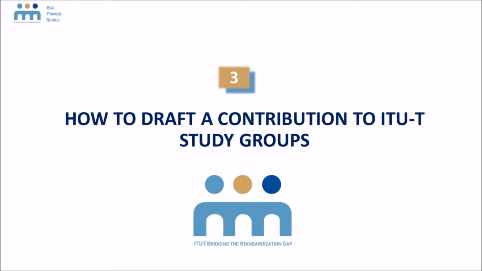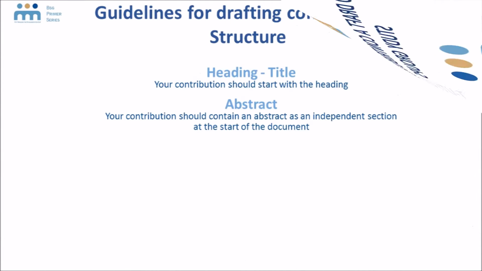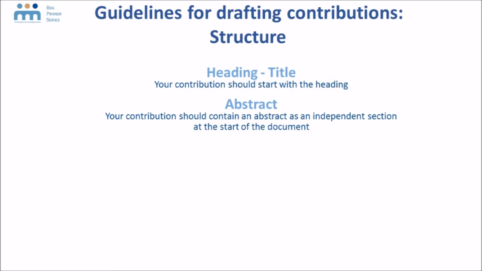So what are the main elements in a contribution to a study group? Well, at the top you will always have a heading or a title. That's what the contribution starts with. Then an abstract, a brief summary, so that anyone reading the contribution can quickly understand what it is all about.